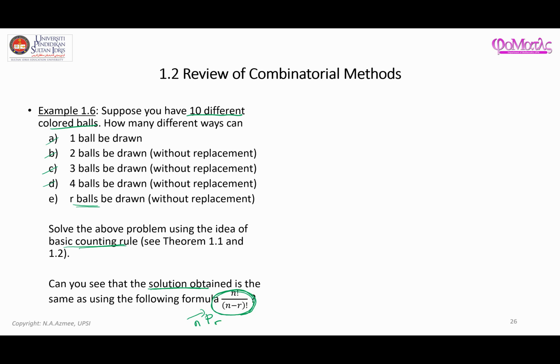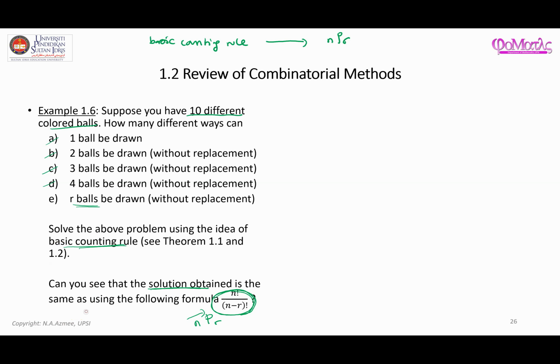Okay, so basically this exercise is going to demonstrate to you how the way of thinking from the idea of basic counting rule will give some sort of similar formula to what you have already learned, which is nPr. All right, let's try and do this now. Okay, so again, suppose that we have 10 different balls.